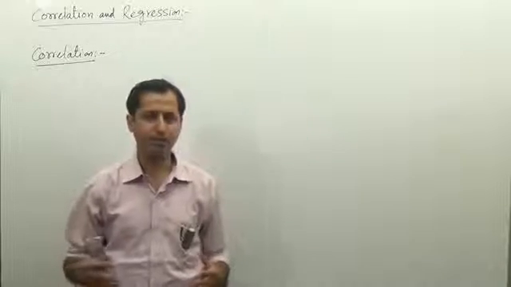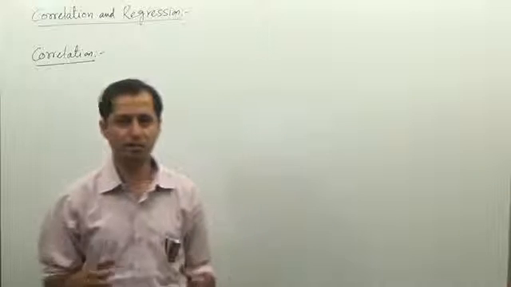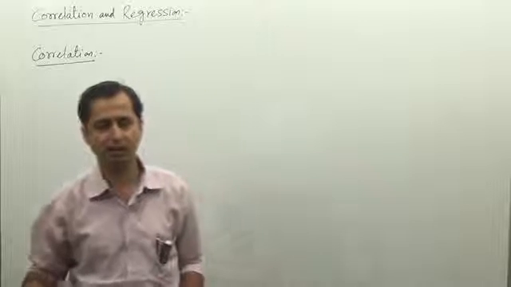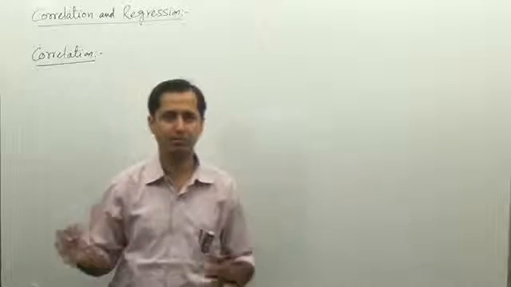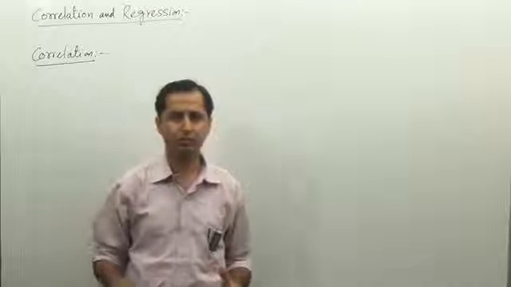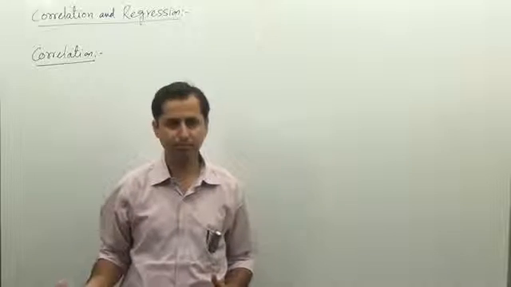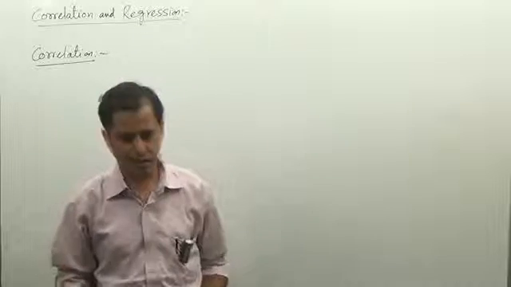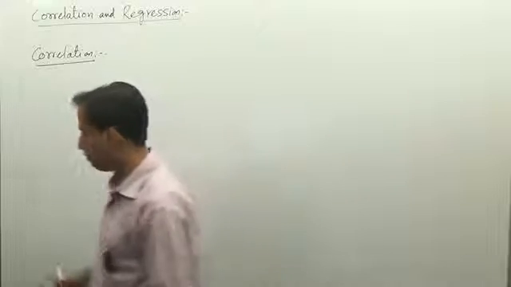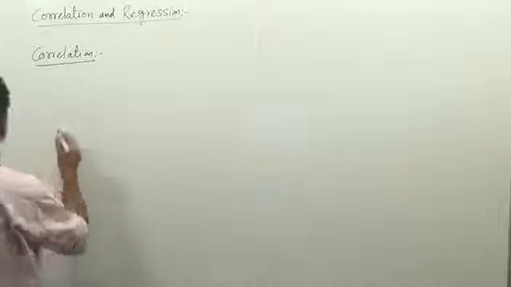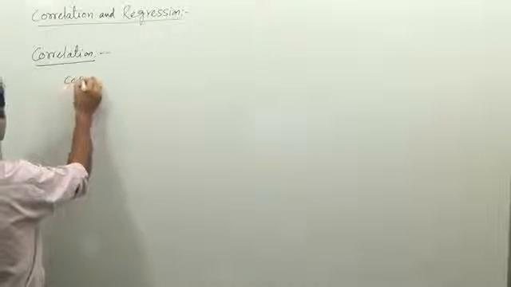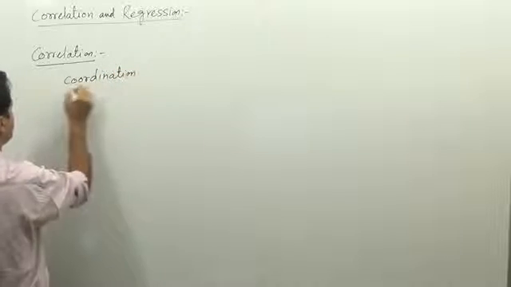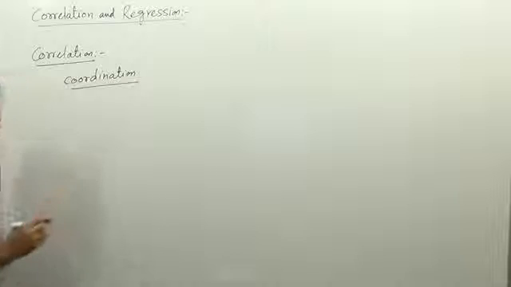For example, the income and expenditure, they are correlated to each other. If income increases, then definitely expenditure will also increase. Like height and weight of a particular person. Suppose the height of a particular person increases, accordingly the weight will also increase. Now, in other words, we can say that correlation is nothing but the coordination. Here we calculate the coordination between these variables.